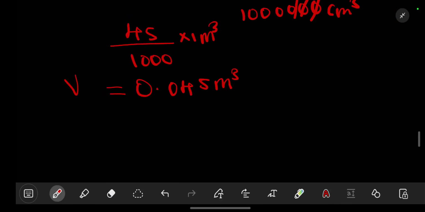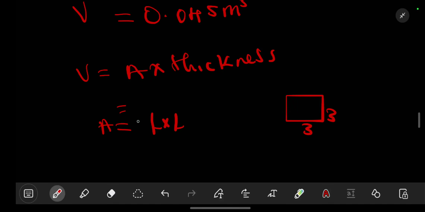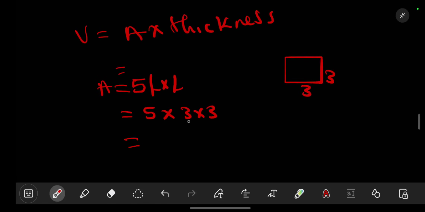When we have our volume, then we can use volume is equal to area times our thickness. Let's find the area. We know that area is equal to L times L, since it's a cube, it has equal sides. So if this is 3, this is also 3. Now we add a 5 since there are 5 parts. So 5 times 3 times 3, 3 times 3 is 9, times 5, gives us 45 meter squared.